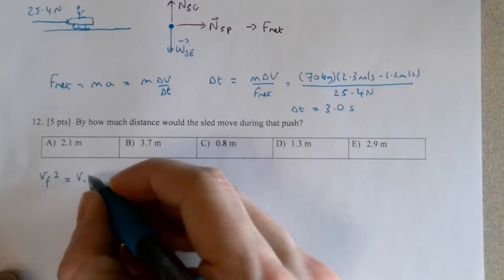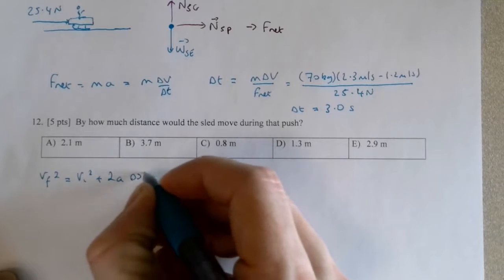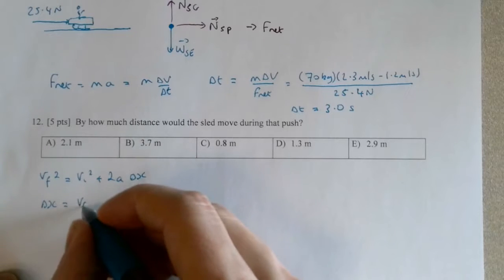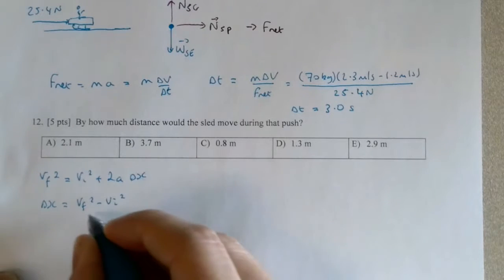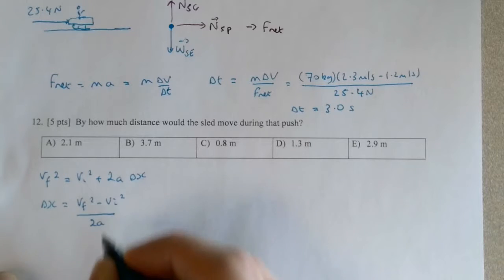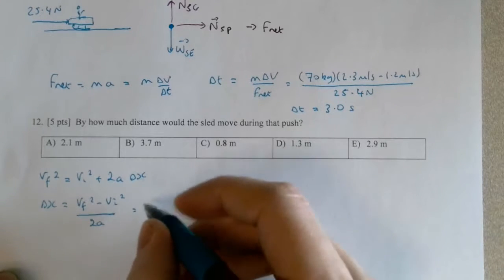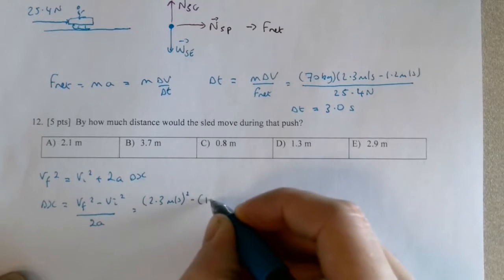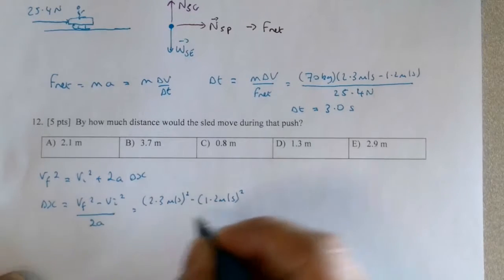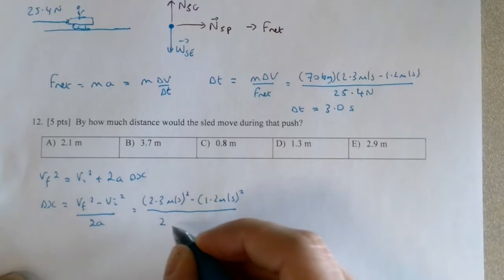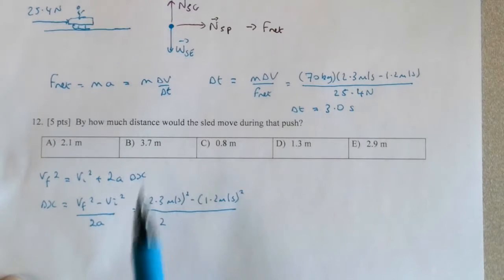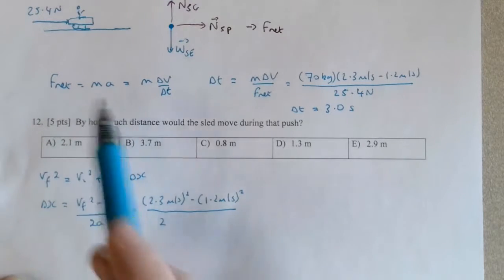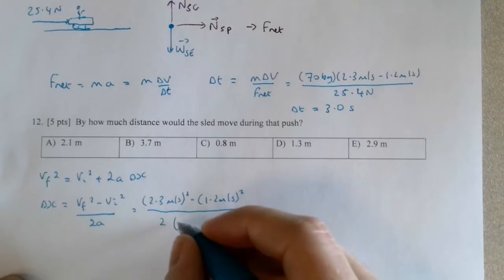So Vf squared equals Vi squared plus 2a delta x. So the delta x would be equal to Vf squared minus Vi squared, all divided by 2a. In this case, that would be the 2.3 meters per second squared minus the 1.2 meters per second squared, divided by 2 times the acceleration. But the acceleration would have to be determined from the net force divided by the mass from the previous question.